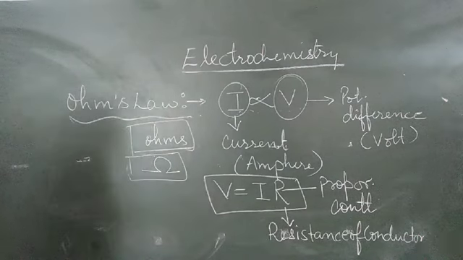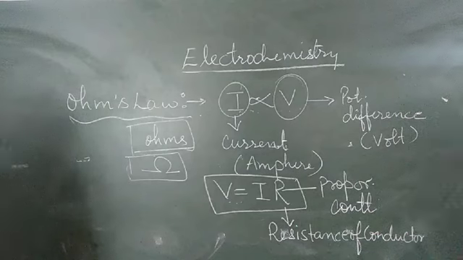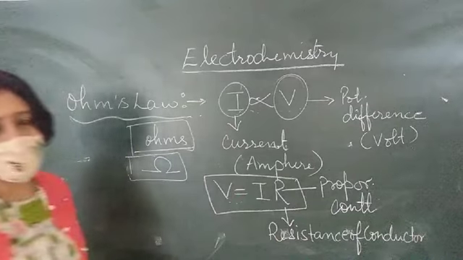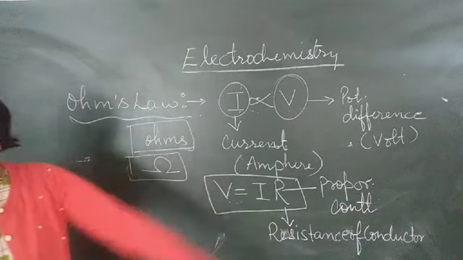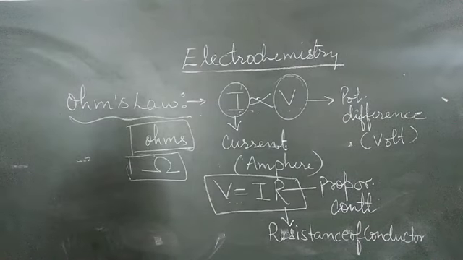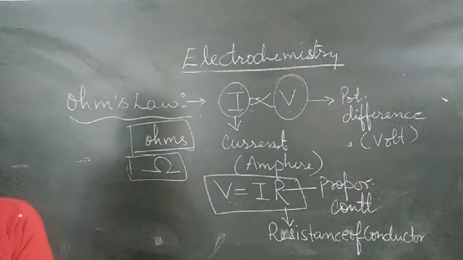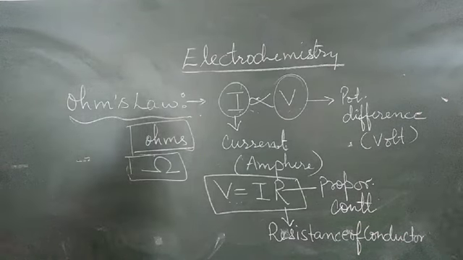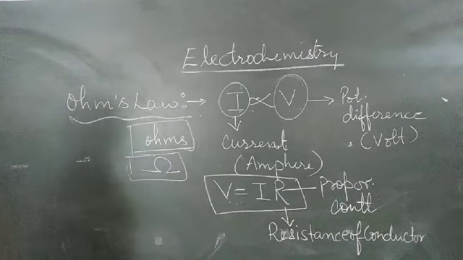So the above equation is known as Ohm's law. Now Ohm's law may be stated as: the strength of current flowing through a conductor is directly proportional to the potential difference across the conductor.